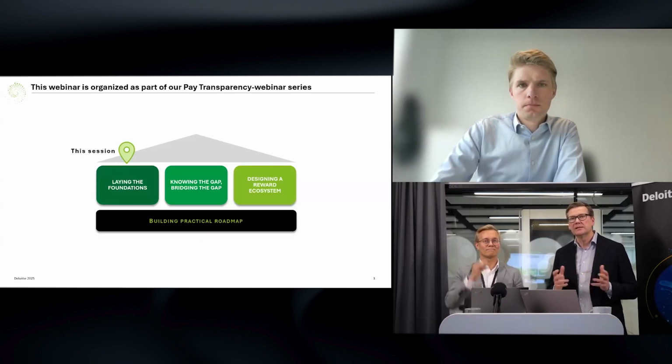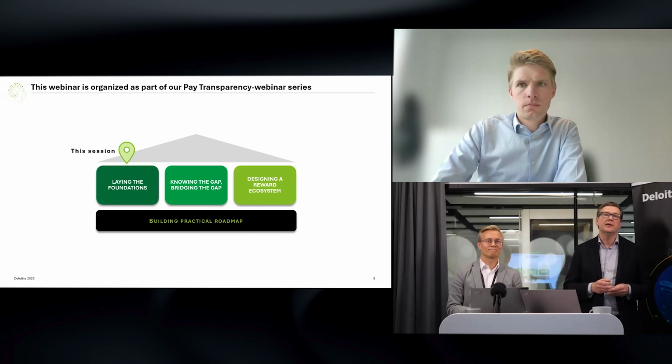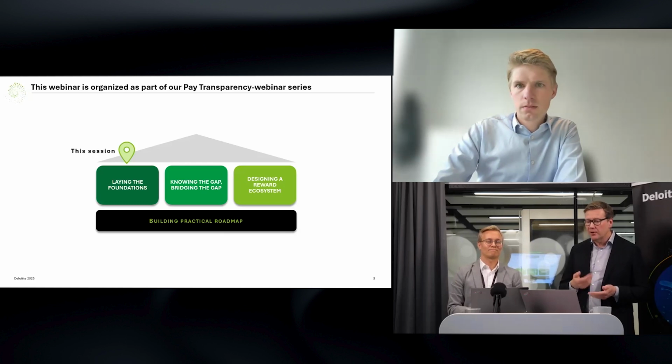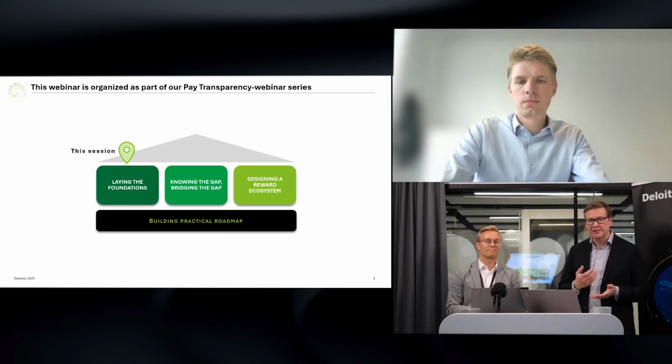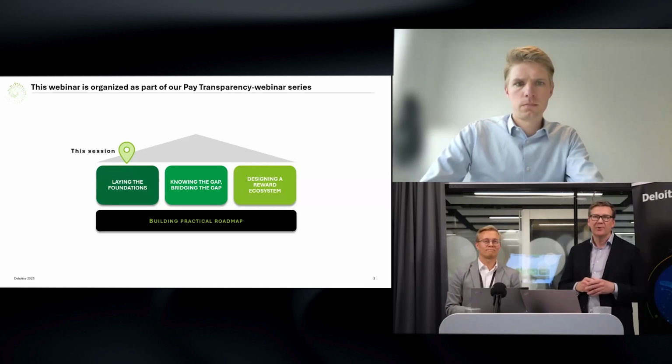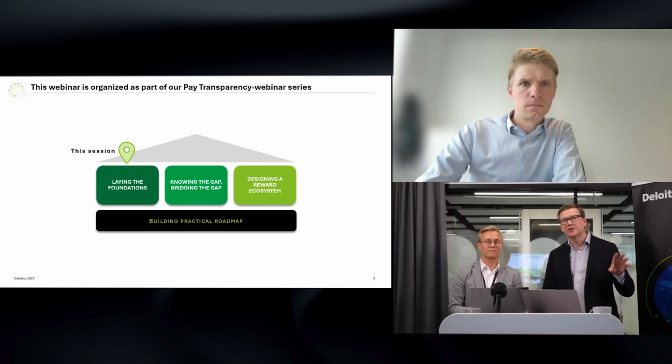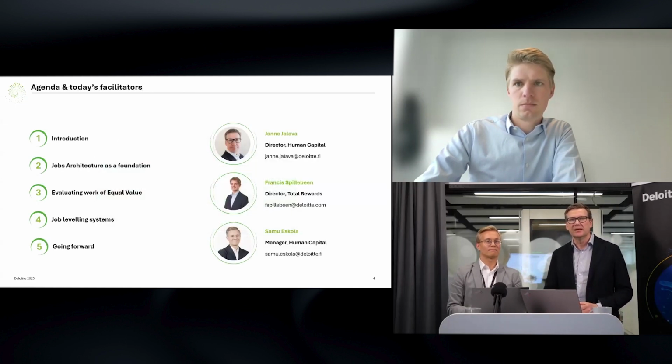We're building this as a mini-series, if you will, of 3 sessions. In the first one, we're discussing laying the foundations of jobs and their leveling, which is essential for pay transparency. In the following session, our professionals will explain how pay gaps are identified and closed as per the new legislation demands. In the final session, there's a session on reward ecosystems for sustainable pay transparency practices. So hopefully you will be able to join us on all 3 of them. So the flow is: laying the foundations, then understanding the gap, how we bridge the gap, and then how we design the reward ecosystem going forward from there.